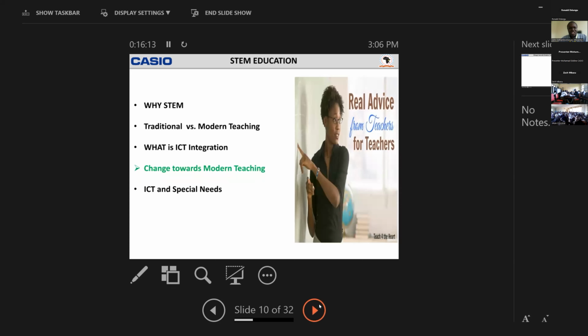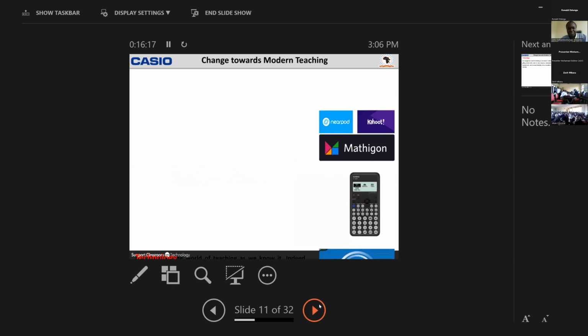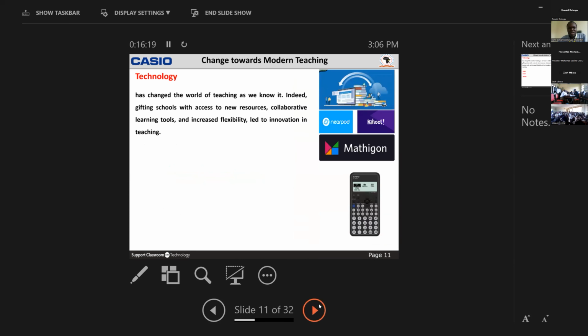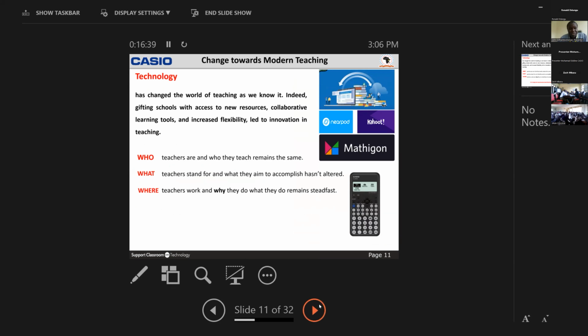So then, change towards modern teaching. Yes, move on. So when we're talking about this change with technology, it has changed the world of teaching as we knew it. Indeed, it gives students and schools access to new resources. It gives us a situation where we can collaborate. Now we are collaborating, like I'm using ICT technology here, learning tools, increased flexibility.